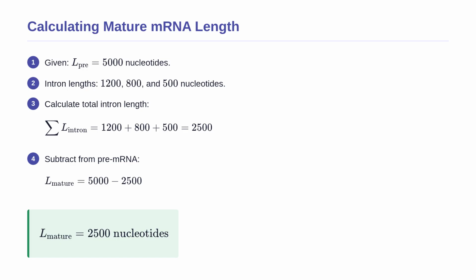Our strategy is to first calculate the total amount of non-coding material that needs to be removed. We add the 3 intron lengths together, giving us 2,500 nucleotides of junk sequence. We then subtract this total from the original 5,000 nucleotide transcript. The final answer is 2,500 nucleotides, meaning exactly half the original transcript was discarded.